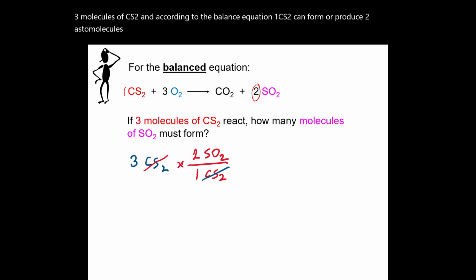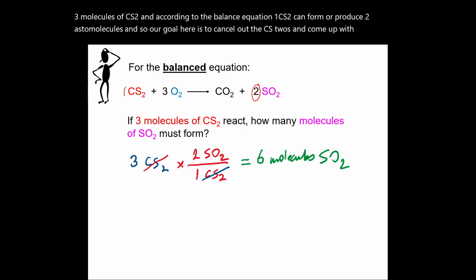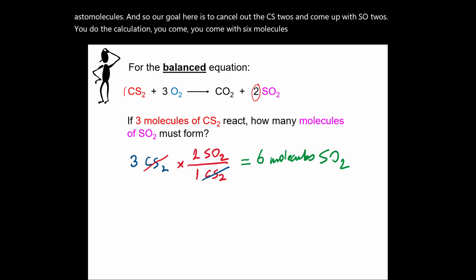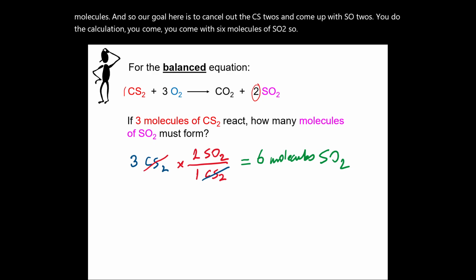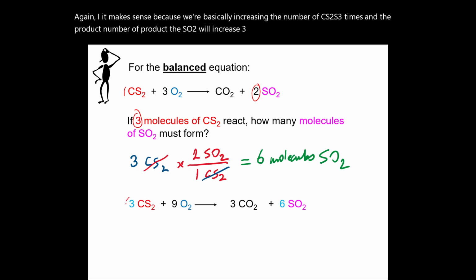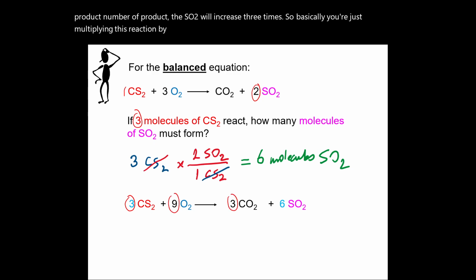Our goal here is to cancel out the CS2s and come up with SO2s. You do the calculation, and you come up with 6 molecules of SO2. Again, it makes sense because we're increasing the number of CS2s 3 times, and the number of product, the SO2, will increase 3 times. So you're just multiplying this reaction by 3, and those are the coefficients. Again, the coefficients might change, but the ratio is always the same.